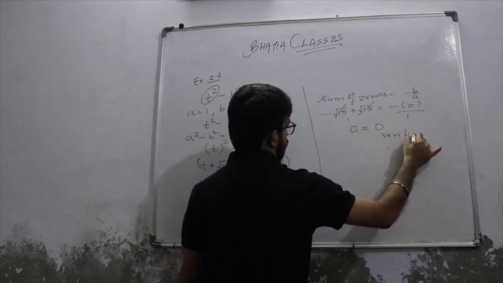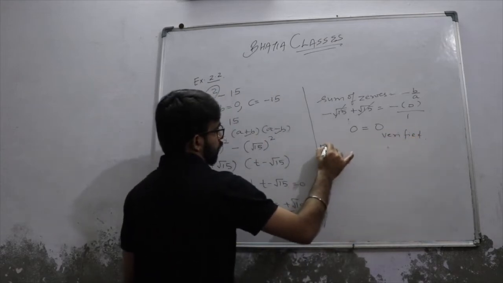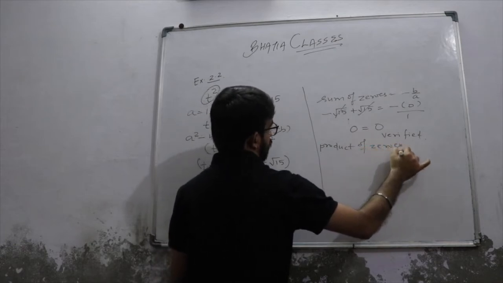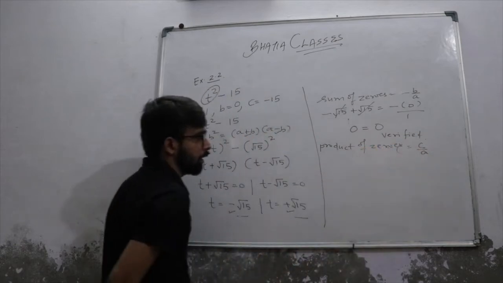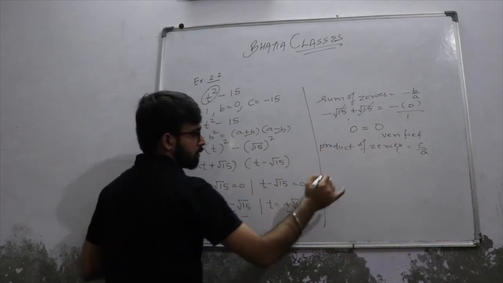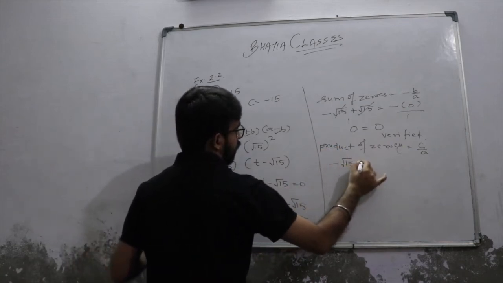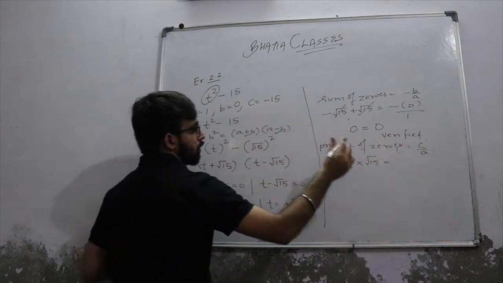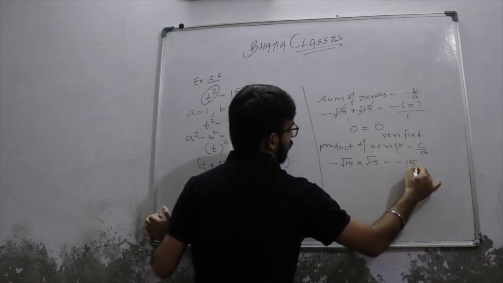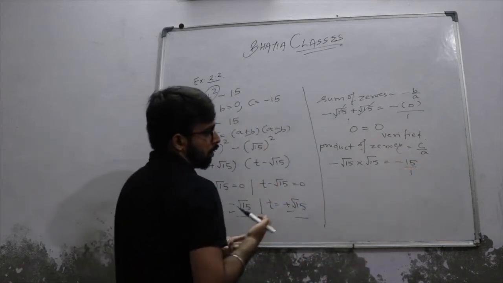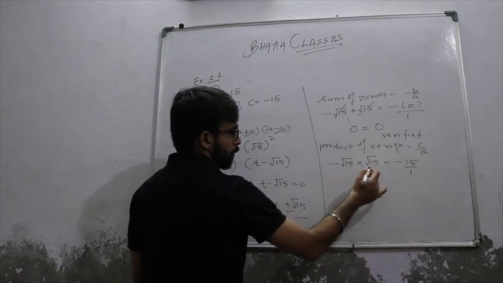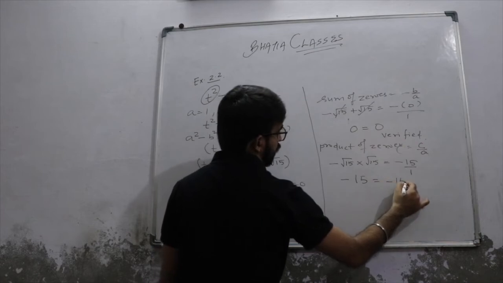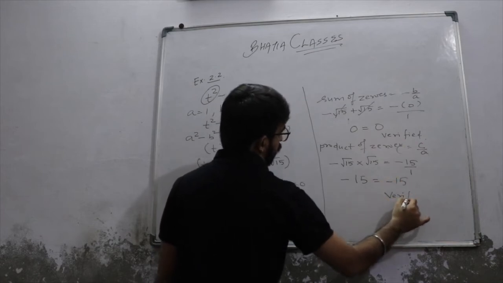Verified. Then, product of zeros is equal to C by A. For the product, you have to multiply these zeros. Minus root 15 multiplied by root 15 is equal to C by A. The value of C is minus 15 and A is 1. By multiplying them, root 15 multiplied by root 15, you will get 15. With the negative sign, it is equal to minus 15. That is verified.